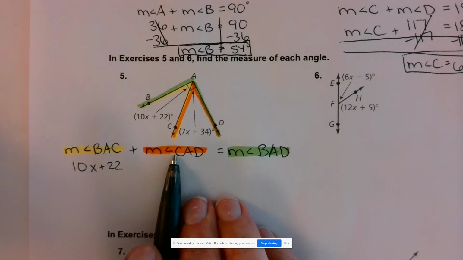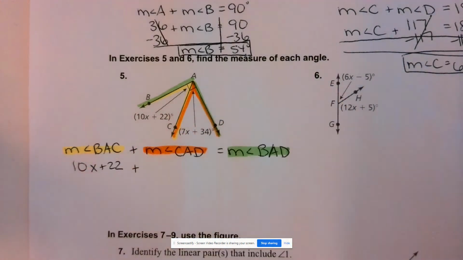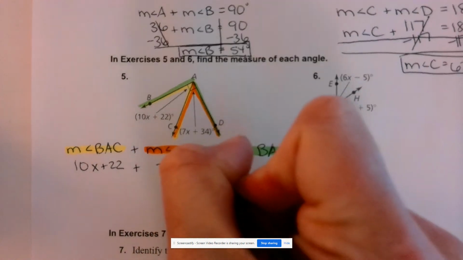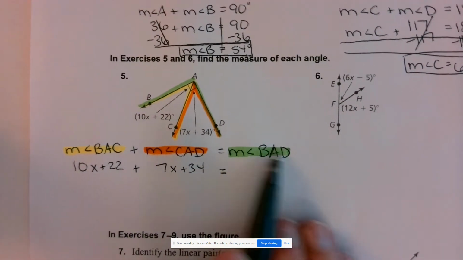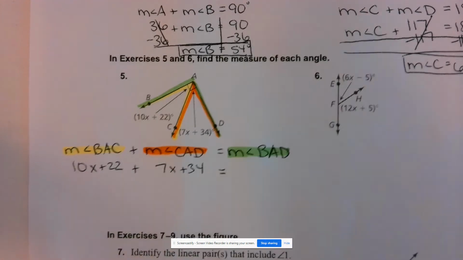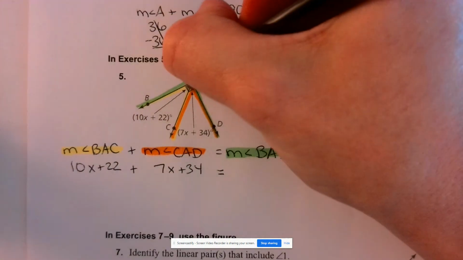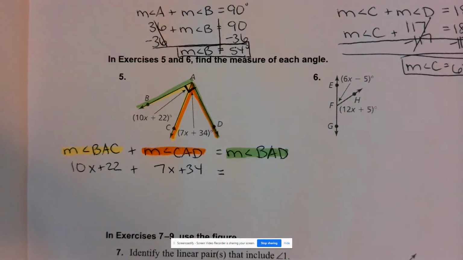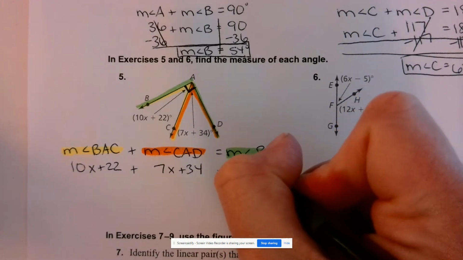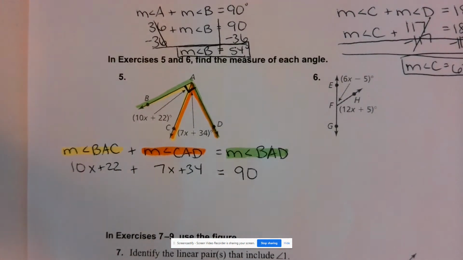They tell me that the measure of angle CAD is 7x plus 34 degrees. Then I have to ask myself, do I know anything about the measure of angle BAD? You'll notice that the green angle, angle BAD, has a little box here that tells us it's a 90-degree angle. So the measure of angle BAD is 90 degrees. I now have my equation set up. I can go ahead and solve this.